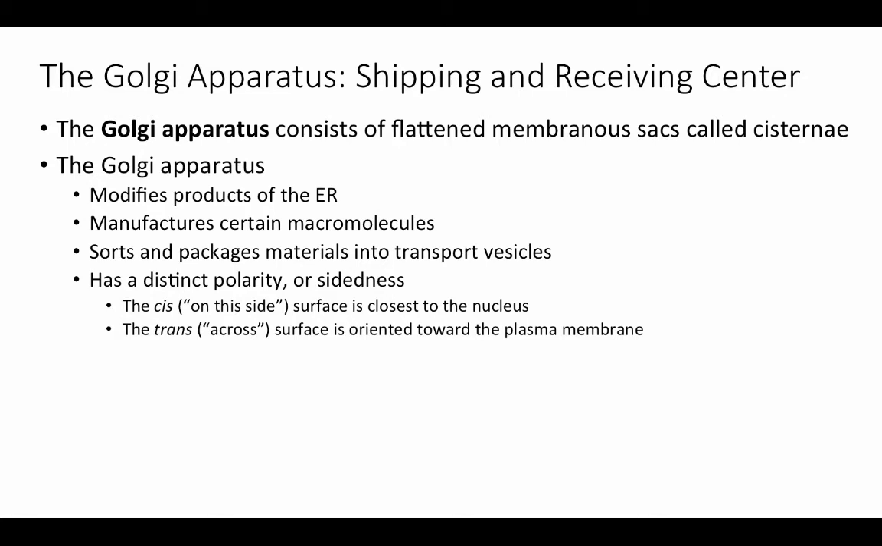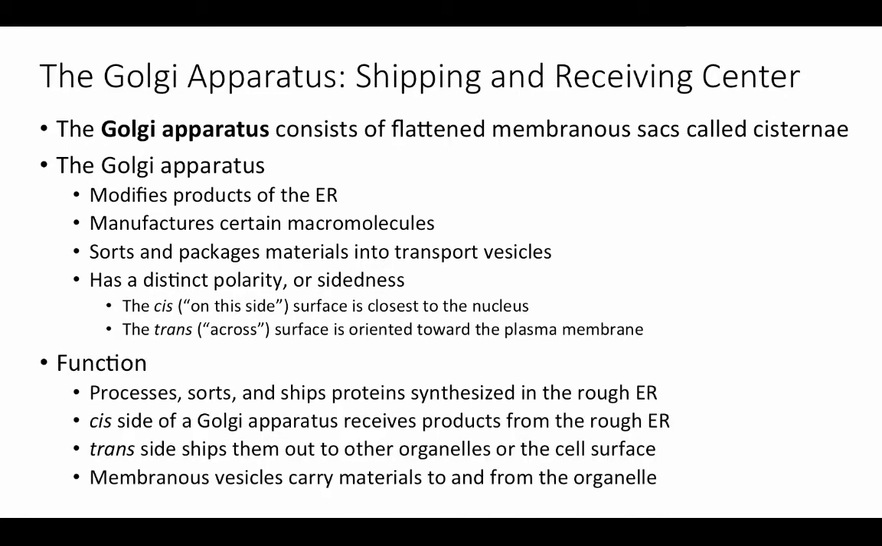The Golgi apparatus also has a distinct polarity or sidedness. So there's a cis side that is facing the nucleus, and then there's a trans side that's facing the plasma membrane. And so different things are going to be happening at the cis versus the trans surface of this Golgi apparatus. And so what are the functions?